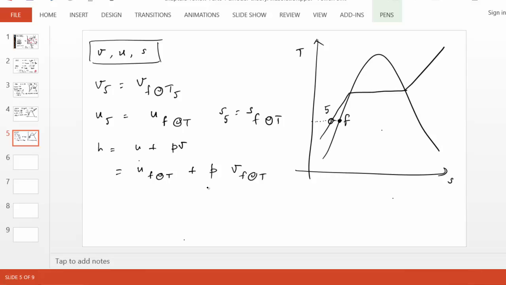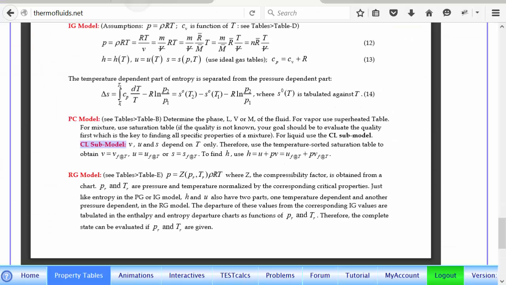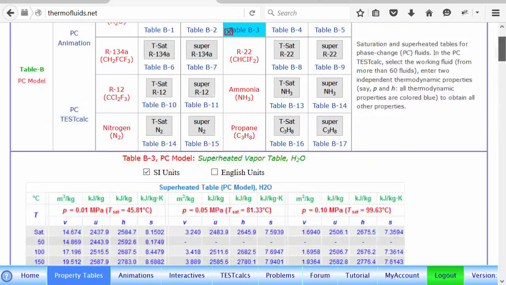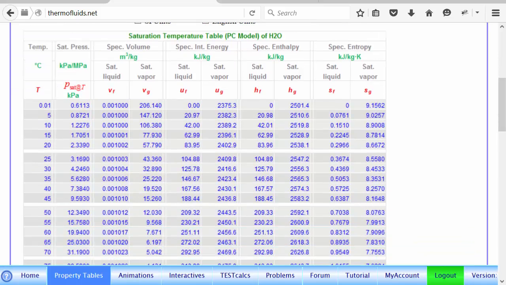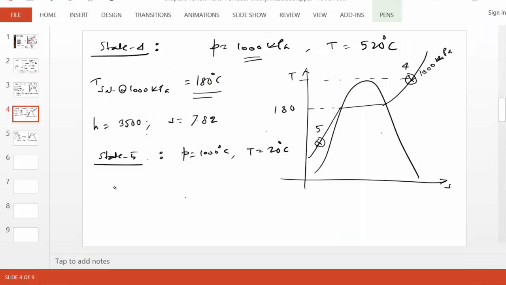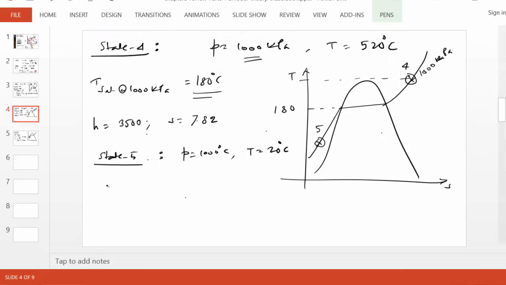So in this particular problem, where the temperature is supplied as 20 degrees Celsius, we can go to the temperature saturation table, and at 20 degrees Celsius we pick up our Vf, which is 0.001, and our Uf, which is 83.95. So if you have to find U, it is 83.95, and Vf is 0.001, that's what you saw.